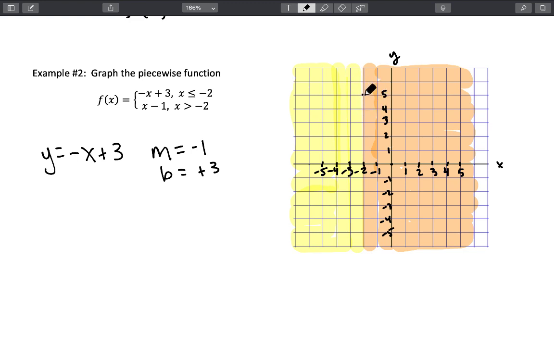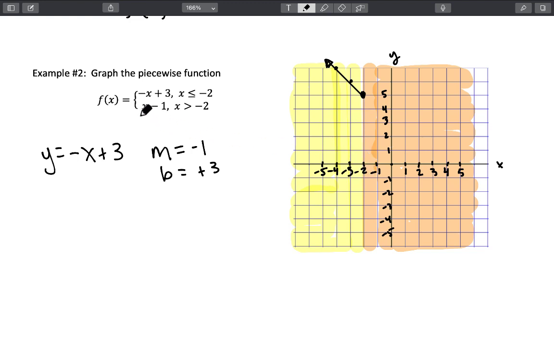All right, now because this graph includes -2, I'm going to have a closed circle there. And I'm going to plot my next point. To the left 1, up 1, to the left 1, up 1. And I can connect those 3 points. And there's the graph of -x plus 3 over the domain where x is less than or equal to -2.